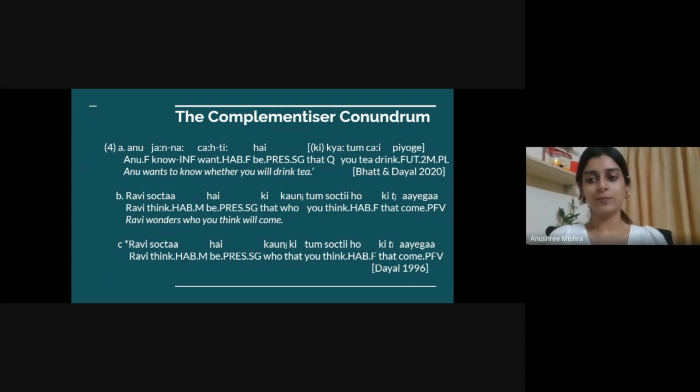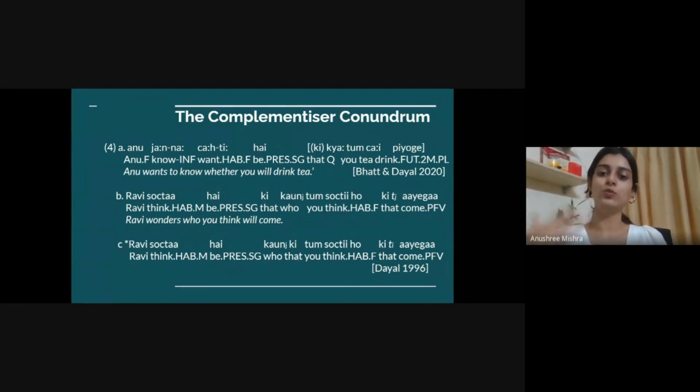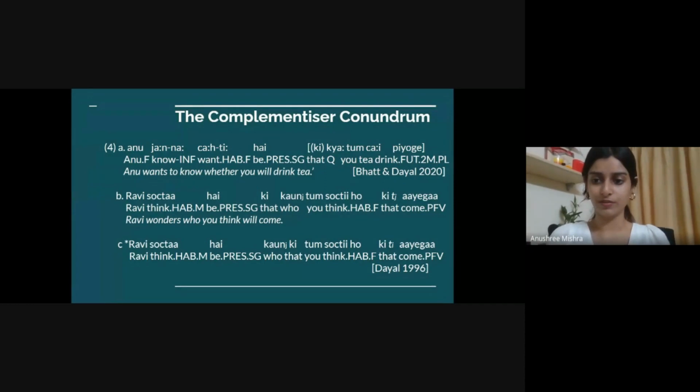Let us take the examples here for a second. In both 4A and B, the complementizer precedes the WH operator. So it's Anu जानना चाहती है कि क्या तुम चाय पियोगे and रवि सोचता है कि कौन तुम सोचती हो कि आएगा. This is not the case in 4C. रवि सोचता है कौन कि तुम सोचती हो कि आएगा, which is ungrammatical as the complementizer follows the WH operator.